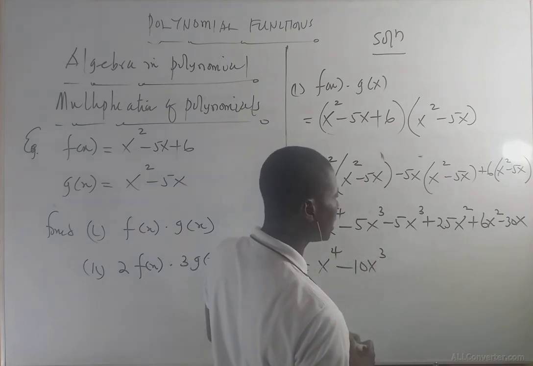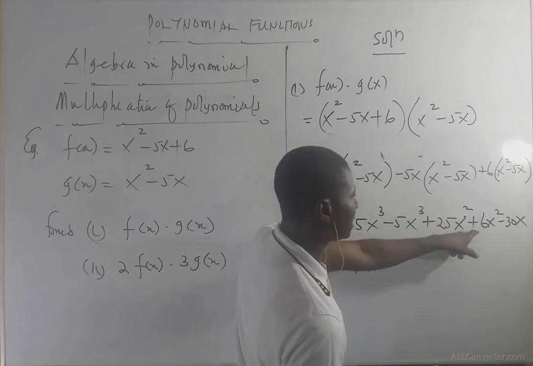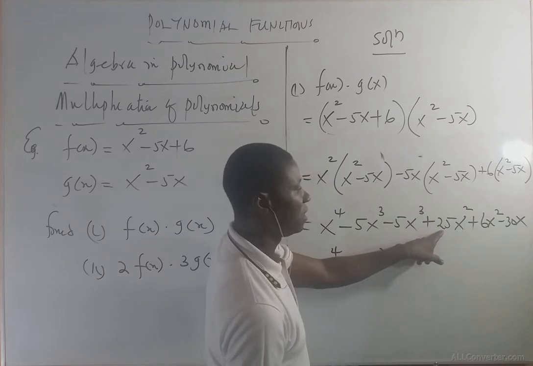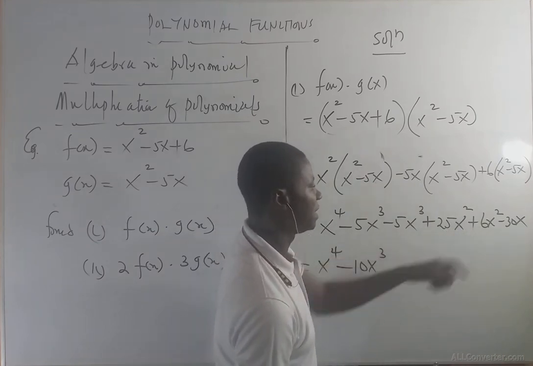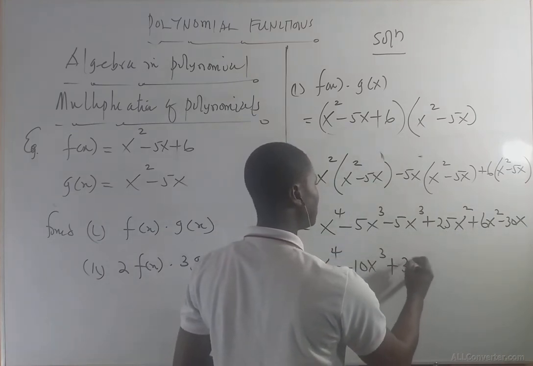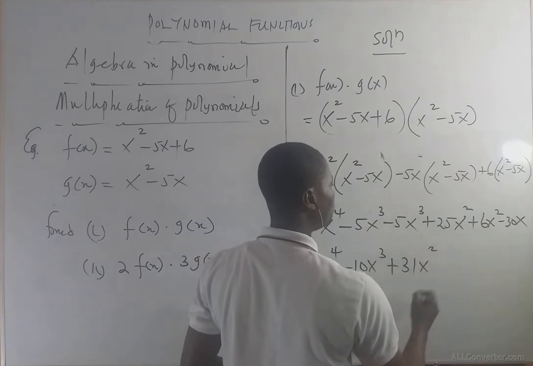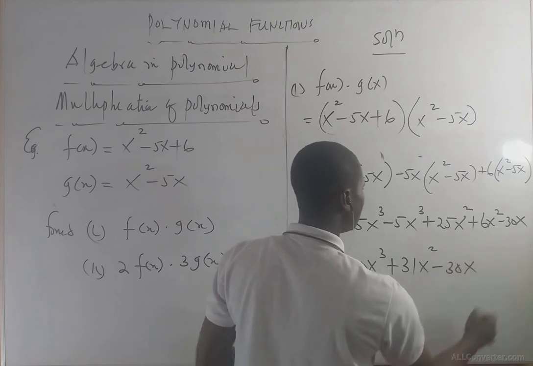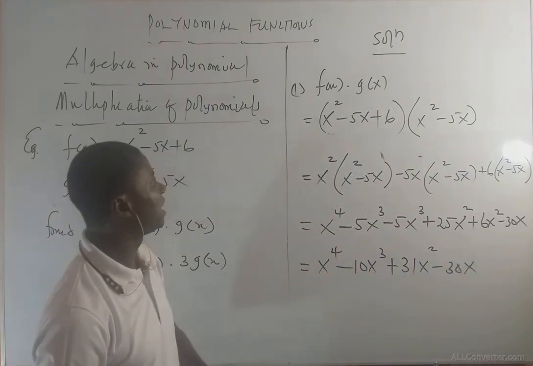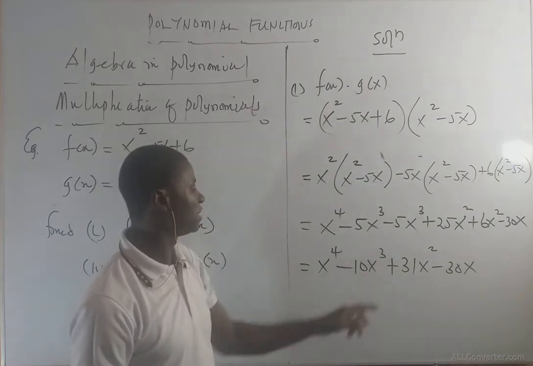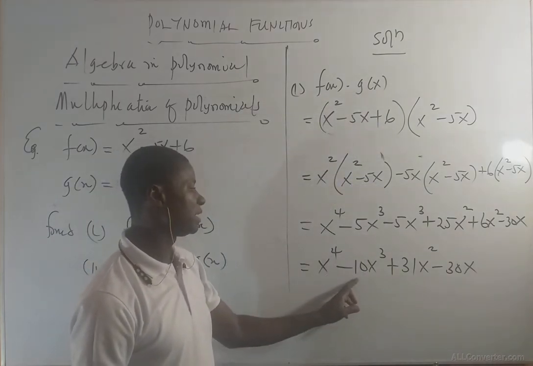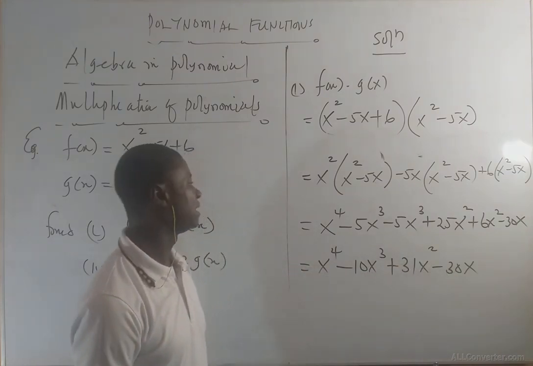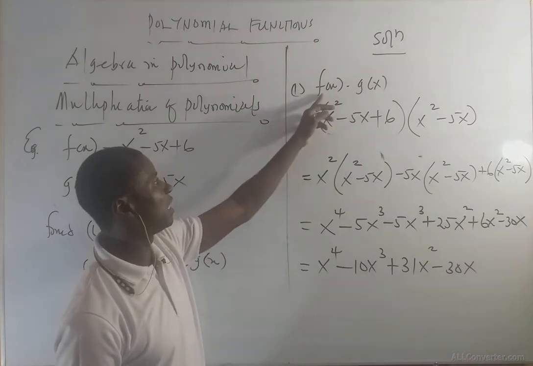Then we check the square term. We have 25x squared plus 6x squared. Because they are like terms, we now add the coefficients. So 25 plus 6 will give us 31 there. So we are going to have 31x exponent 2. Then the only x term we have is minus 30x. So that's going to be the answer. So the answer after multiplying f of x by g of x is x exponent 4 minus 10x exponent 3 plus 31x exponent 2 minus 30x. And so this is the answer after multiplying f of x by g of x.